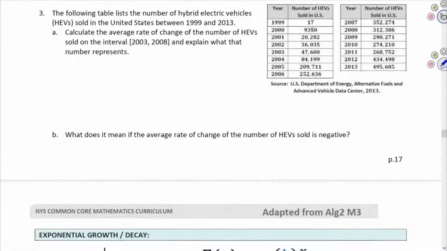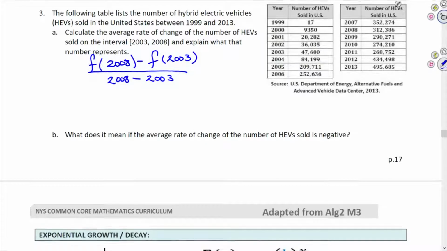The following table lists the number of hybrid electric vehicles, HEVs, sold in the US between 1999 and 2013. Calculate the average rate of change of the number of HEVs sold on the interval 2003 until 2008 and explain what that number represents. So this is the average rate of change from a table instead of from a graph. We still do the same thing. We look at the function value at the end, 2008, minus the function value at the very beginning, divided by the difference between the x values. This is pretty easy. Just look at the table.